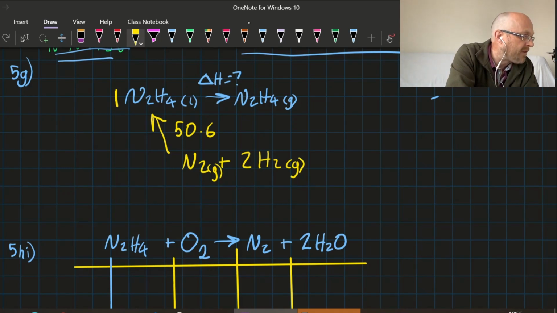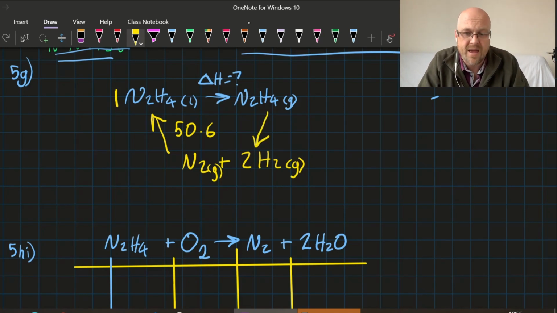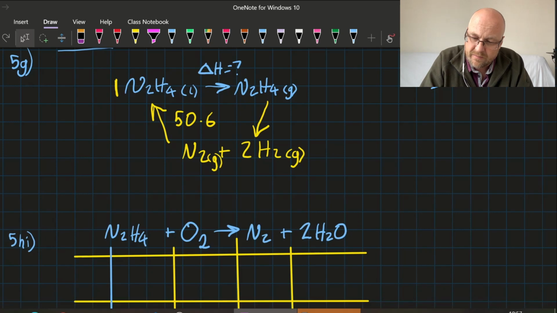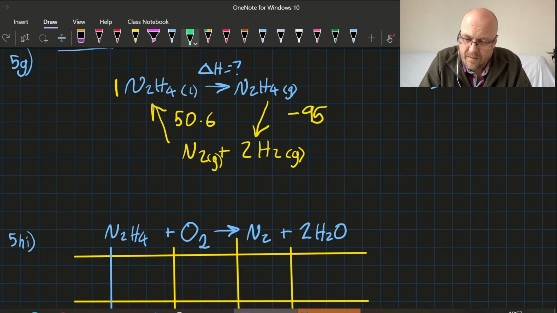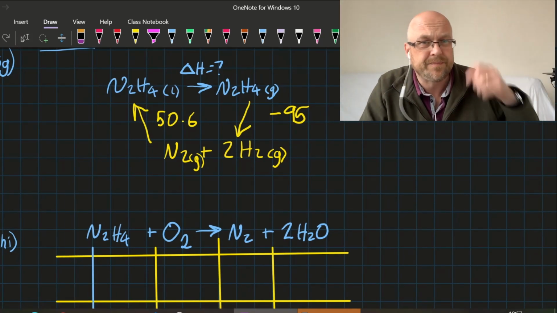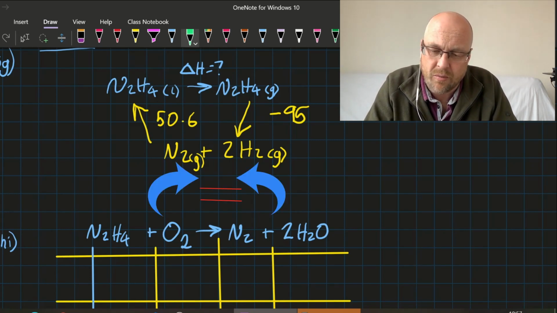Now looking at question F, that is the equation in question F. And what was the value of delta H for that? I worked it out, didn't I? Minus 95. So that's minus 95. Now the rule for these triangles is if you sum the arrows going clockwise, it equals the sum of the arrows going anti-clockwise.